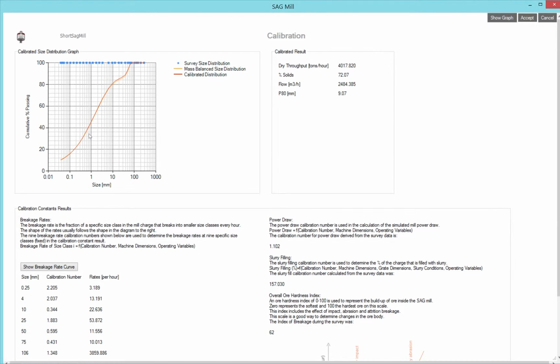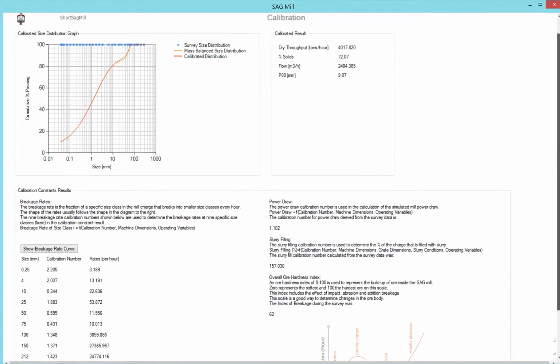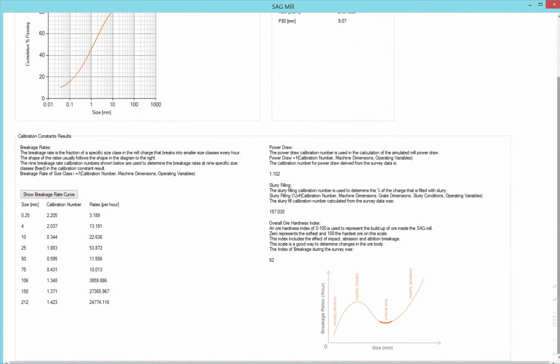So firstly, we will look at the size distribution graph. The blue dots represent the survey. The orange line represents the mass balanced result, and the red line represents the calibration result. From this graph, you can see that the model fit is very accurate. So this is a very good model fit that we achieved. At the bottom, you can see your calibration constant results.